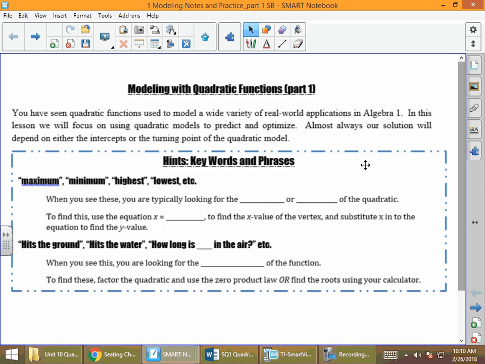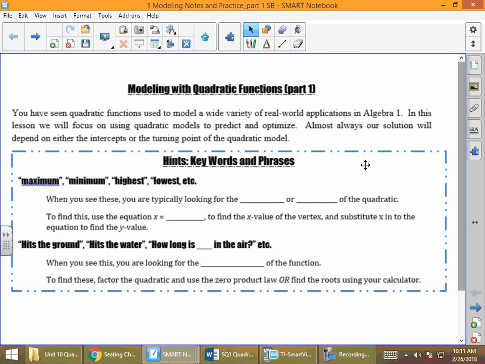We're going to talk about modeling with quadratic functions. And in Algebra 1 we did modeling, but for many of you that's been 2 or 3 years since you've talked about real-world applications of quadratics. Today we're going to talk about using quadratic models to predict and to optimize.